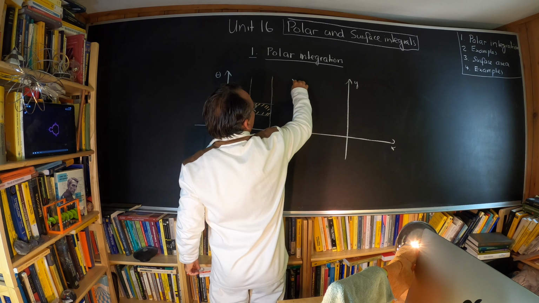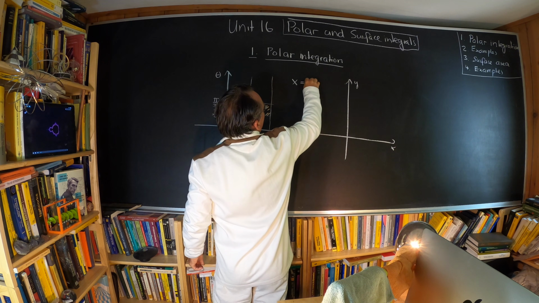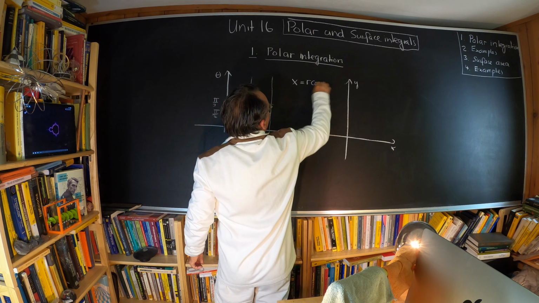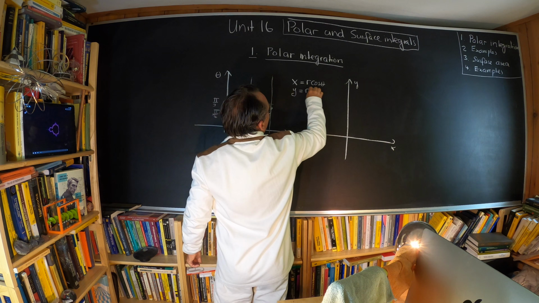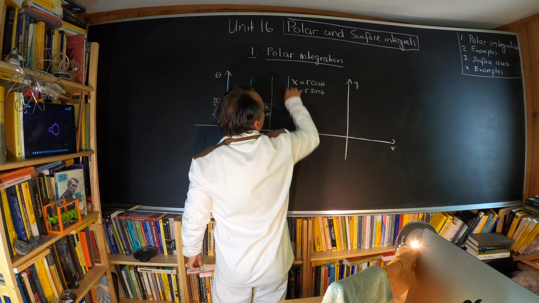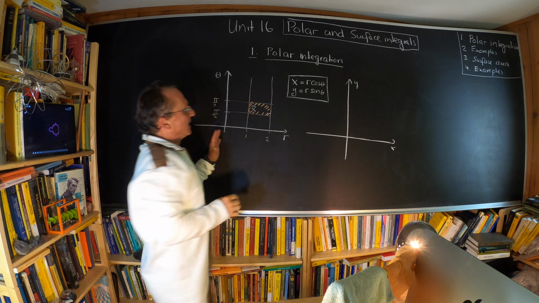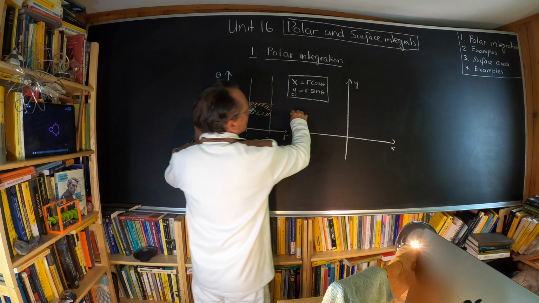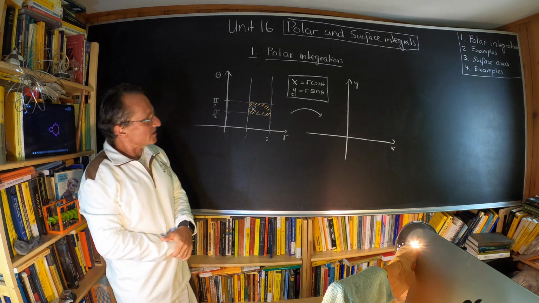we know the formula, right? x is equal to r cosine theta and y is equal to r sine theta. That translates us from this coordinate system to this coordinate system.